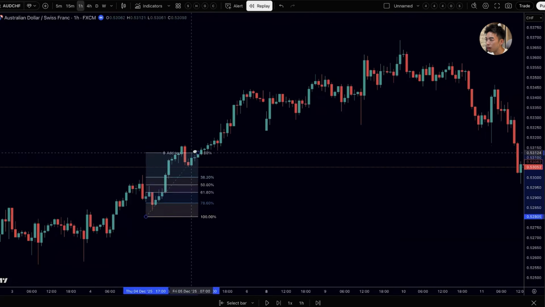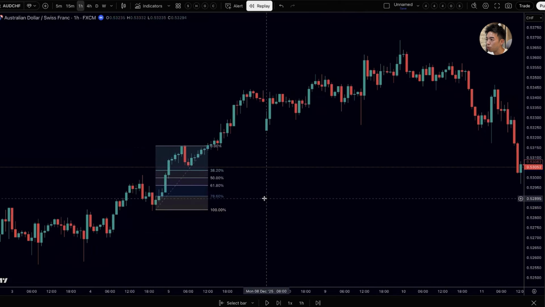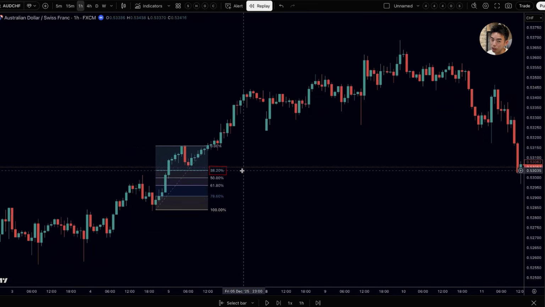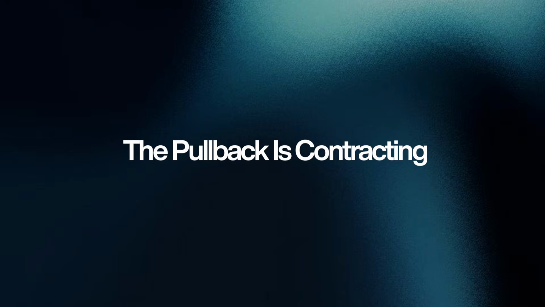Then look at the next one right here. This time we just barely reached 38%. That's telling you the pullback is contracting, which means buyers are very, very aggressive trying to push price up high and quickly, right? Exactly like what I was saying before.